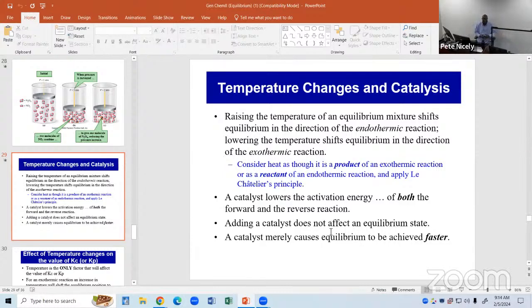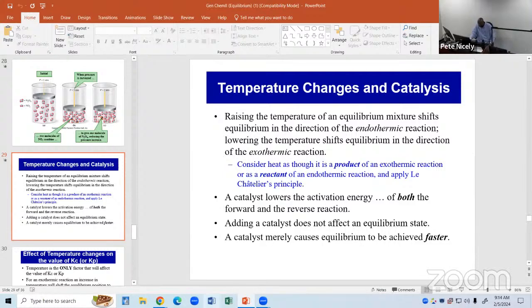Basically, equilibrium will be achieved faster if you start off with, let's say, the reactants initially, but the equilibrium position will not change. The Kc value will not change. Basically, there'll be no net change in terms of the equilibrium position when you add a catalyst. And that's all I have to say about that. Now we're finished.